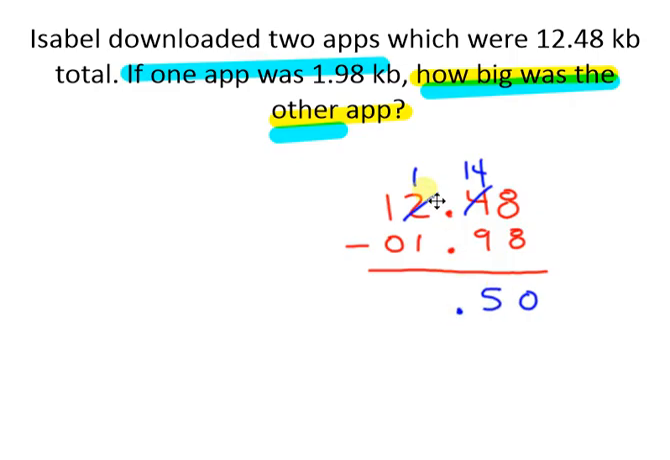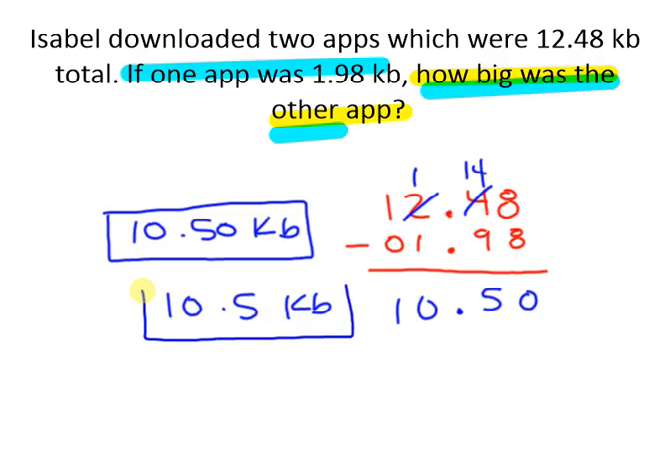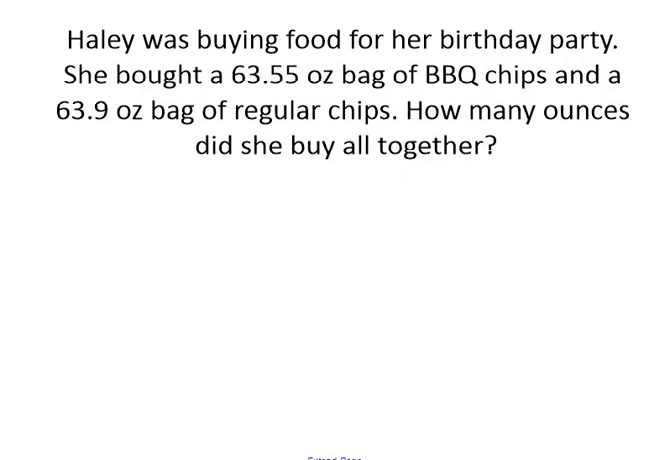Bring down my decimal. 1 minus 1 is 0, and 1 minus 0 is 1. So the answer is 10.50, or you can also drop the 0 at the end because it's really not needed. So either answer is acceptable. All right, let's take a look at another one.